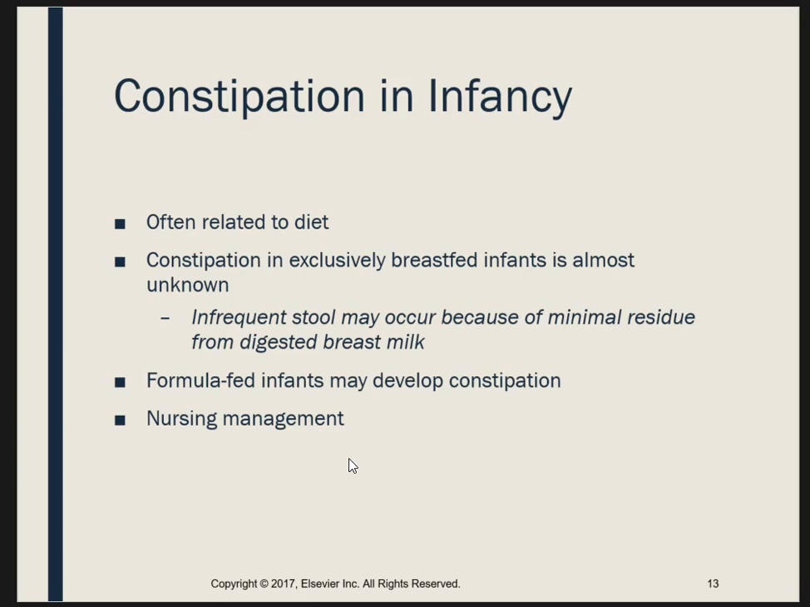And I think it's also important to let parents of exclusively breastfed infants know that there is a difference between constipation in the exclusively breastfed infant and just not having as many stools. From my standpoint, working in pediatrics in the outpatient setting now, that's been a big factor of my educational pieces.